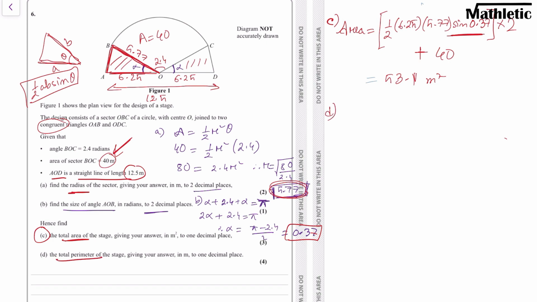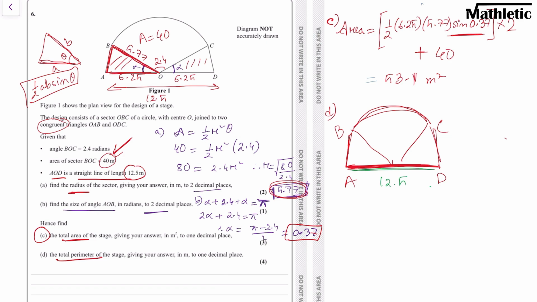For part B, we need to calculate the perimeter. So perimeter means the sum of the lengths of the boundaries. So if you actually analyze the shape, we have AD, then you have AB, then the arc length, then CD, right? So since I need to select the boundary lengths, AD is given, 12.5, and AB is something we need to calculate from the triangle AOB. So let me start with this one.